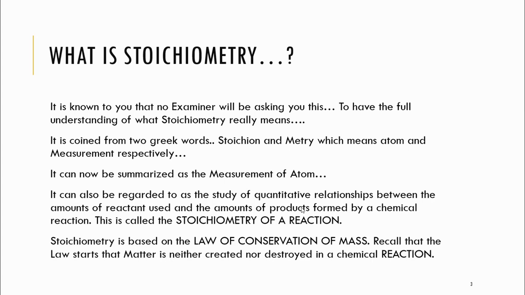Okay, so what is stoichiometry now? They won't ask you this, but let's just know what it is. It is derived from two Greek words, stoichion and metry, which mean atom and measurement. Stoichion relates to atoms, the composition of atoms, then metry means measurement. That means you're measuring atoms in a chemical reaction, in a compound, everything. It can also be regarded as a study of the quantitative relationship between the amount of reactants used and the amount of products formed by a chemical reaction. This is called the stoichiometry of a reaction. It is based on the law of conservation of mass. Very important.